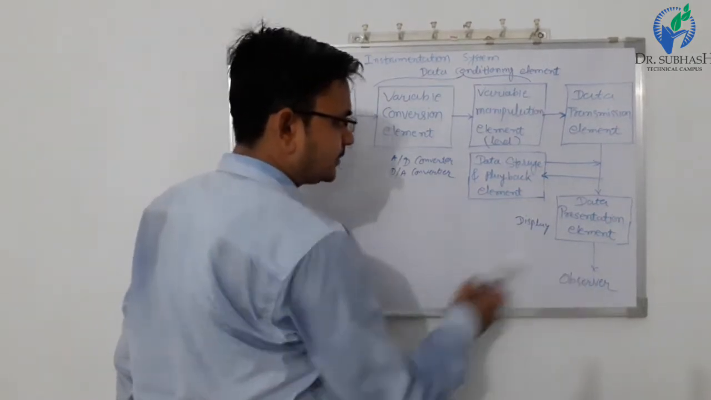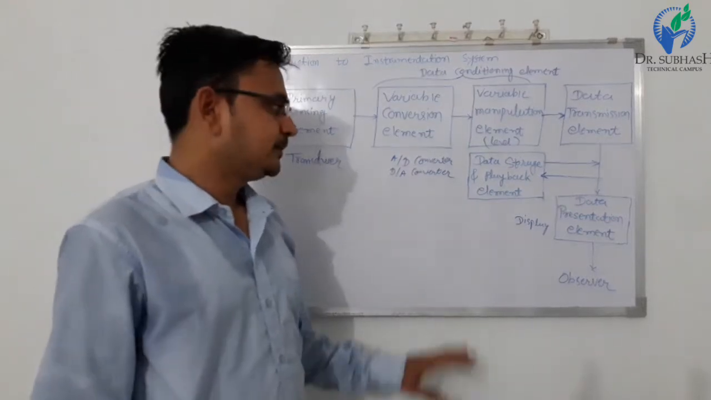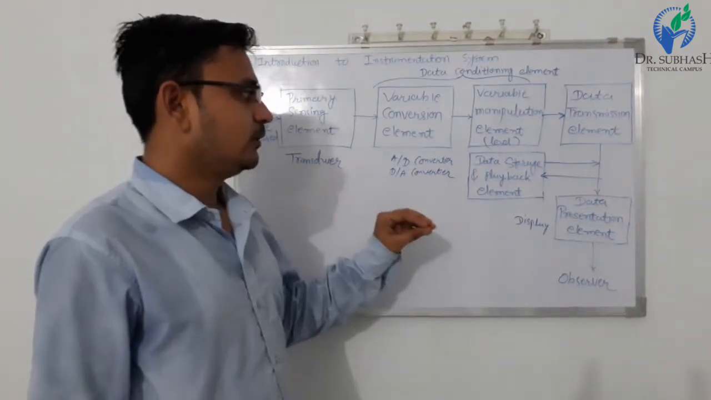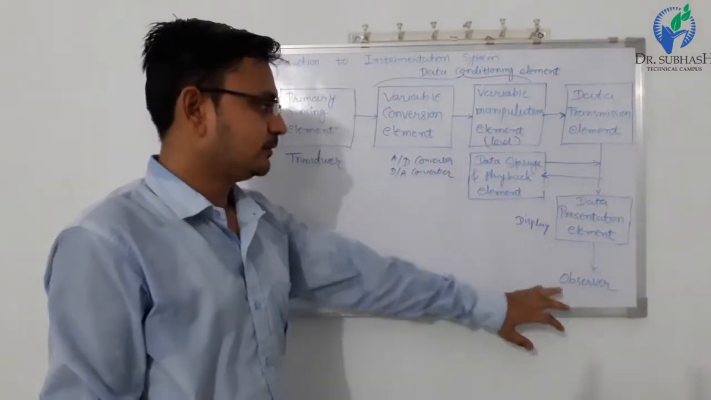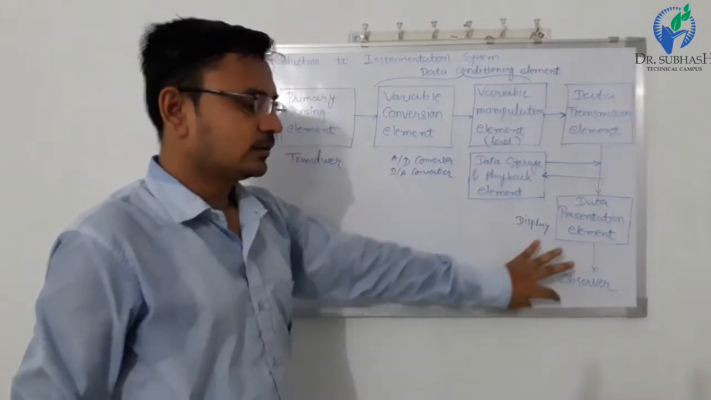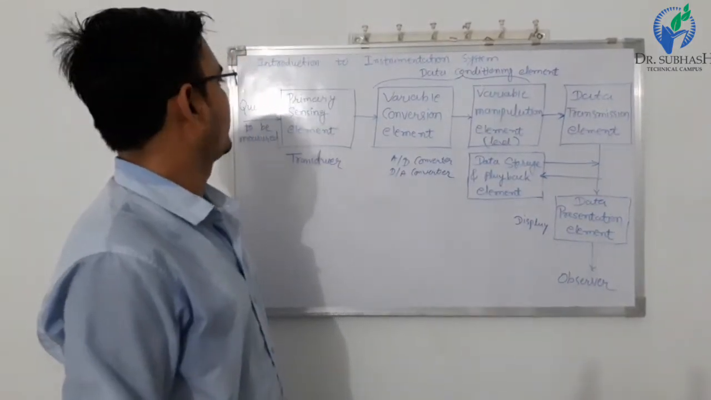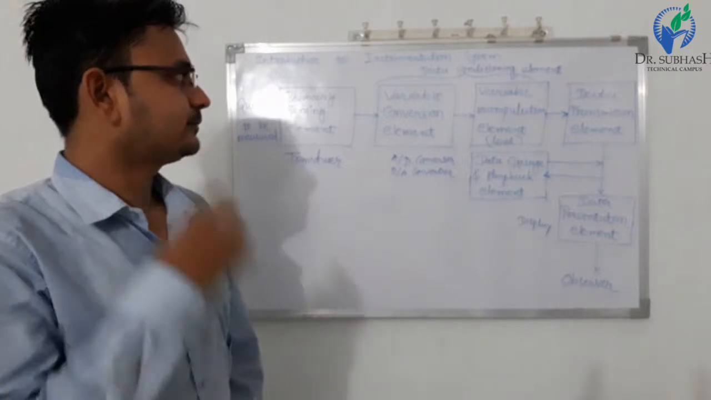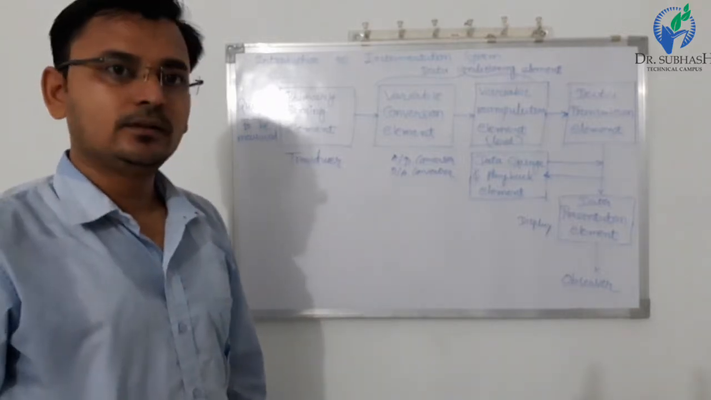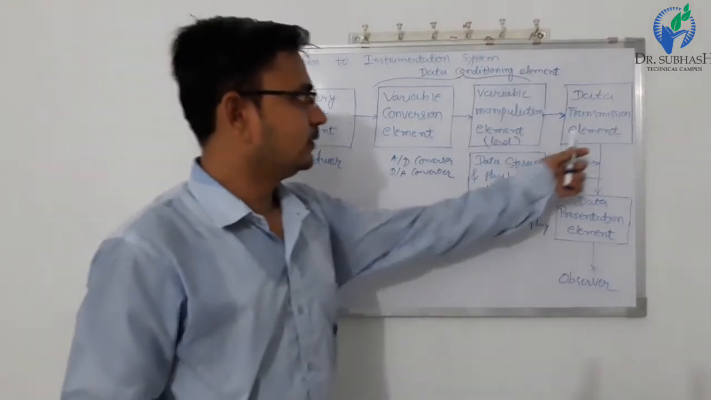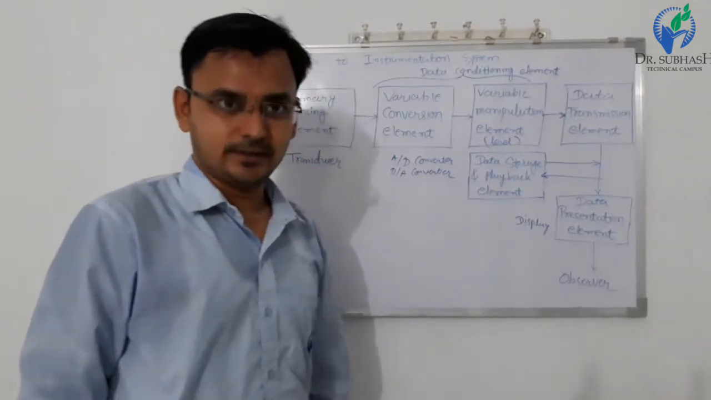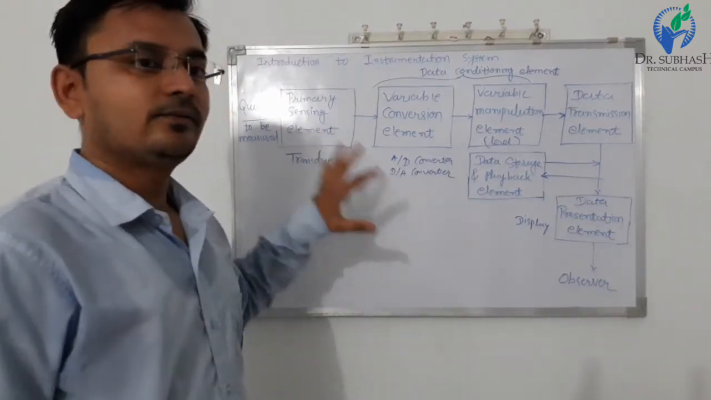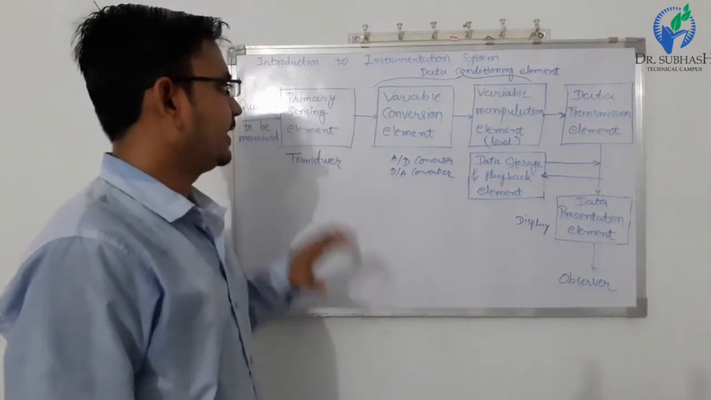And the last one is the observer. The observer is nothing but people, any people who will observe. It means people will observe all these things. So this is the observer. And these last three blocks are known as the data presentation element, because all these things are used for presentation. So this is the basic functional block diagram of an instrumentation system.